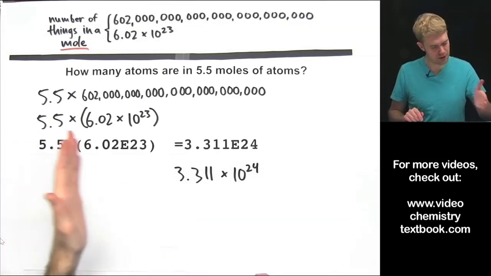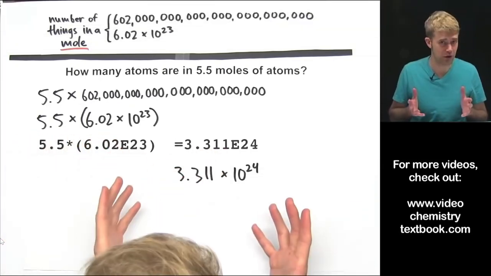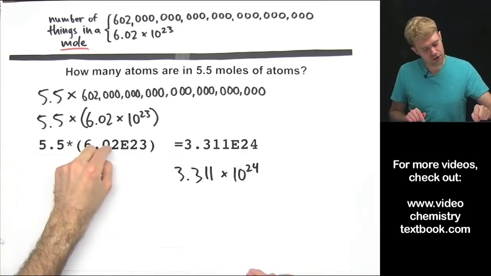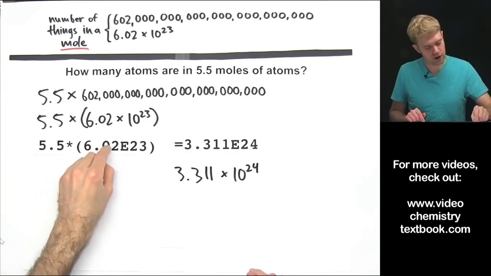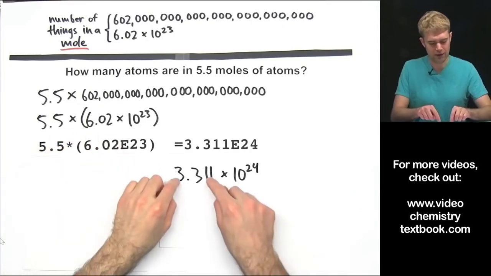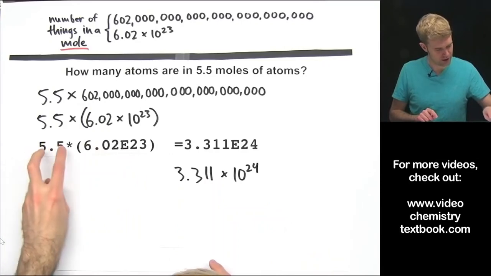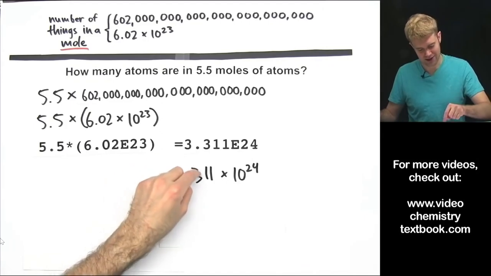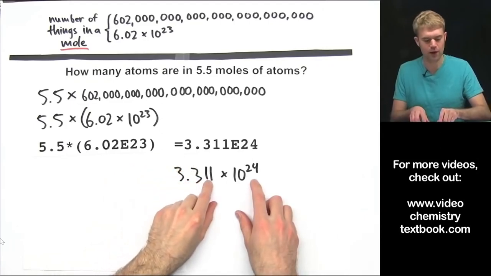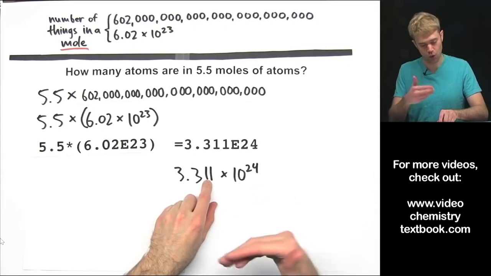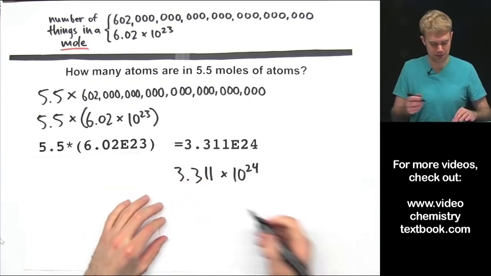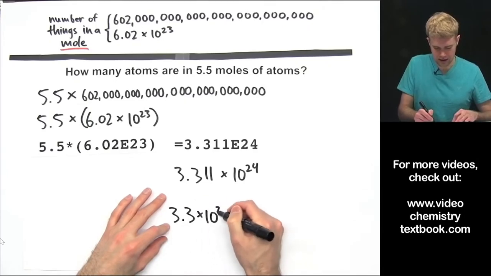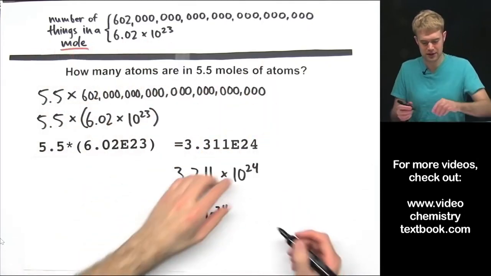Okay, we'll look at the numbers that went into this to figure out how to round it correctly. There are 2 significant figures in 5.5, and there are 3 significant figures in 6.02. So we're going to round this number to the lower number of significant figures. We're going to round it to 2. So we're going to take this 3, and then we're going to look at the 1 to figure out whether to round up or keep it the same. It's a 1, it's lower than 5, so we keep it the same. We'll do 3.3 times 10 to the 24th, and what we're solving for here is atoms.